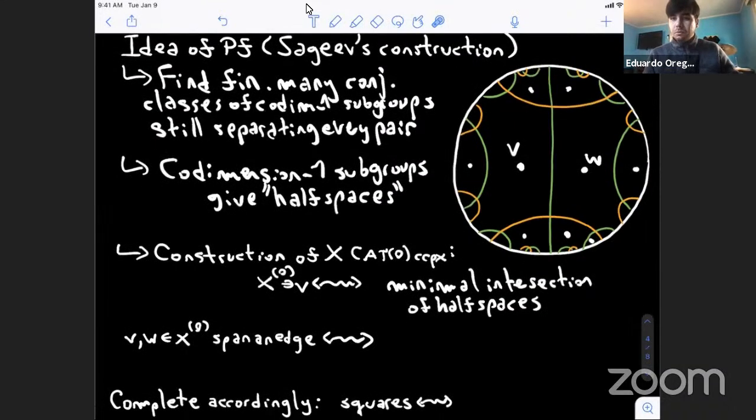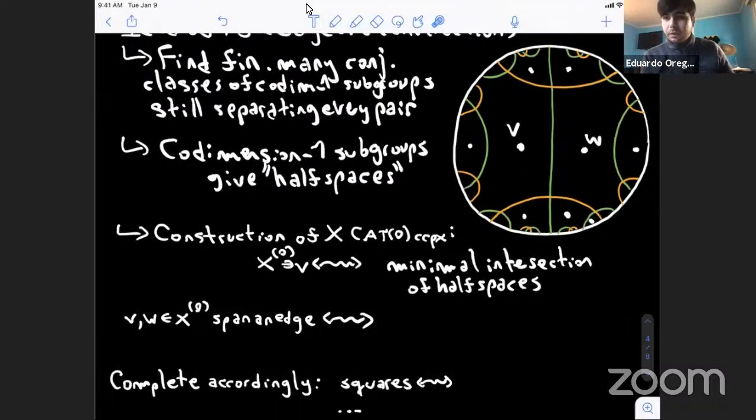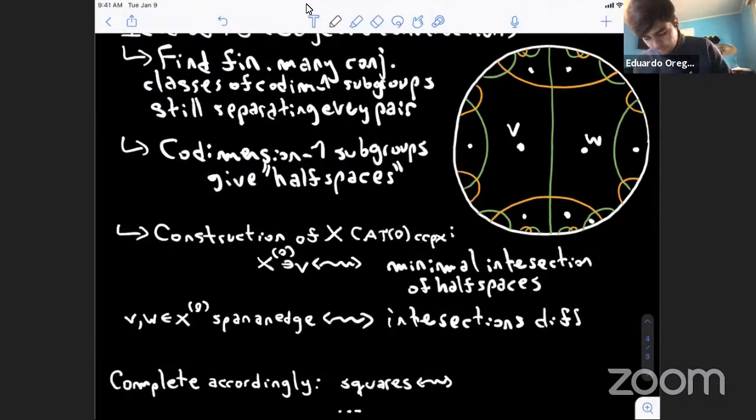And the point is, we have the pseudoskeleton, so how do we construct edges? Edges will be given by intersections. So these two vertices are intersections. And if these two intersections differ by one choice of half space, then they are joined by an edge.